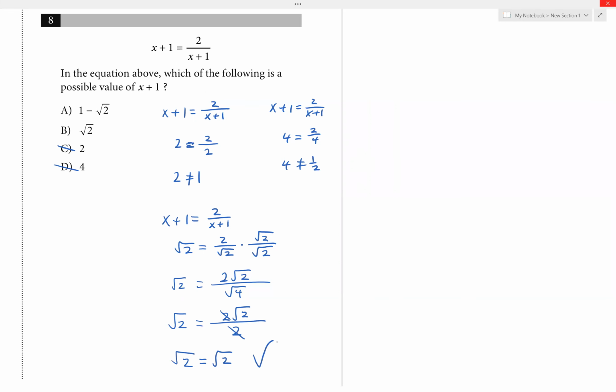So if that works, then that should be our answer. Letter B should be our final answer for number 8.